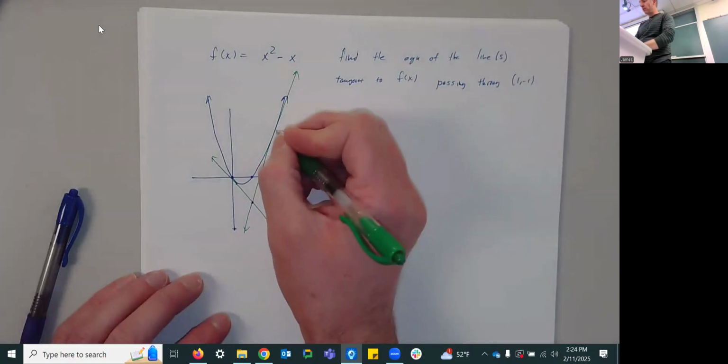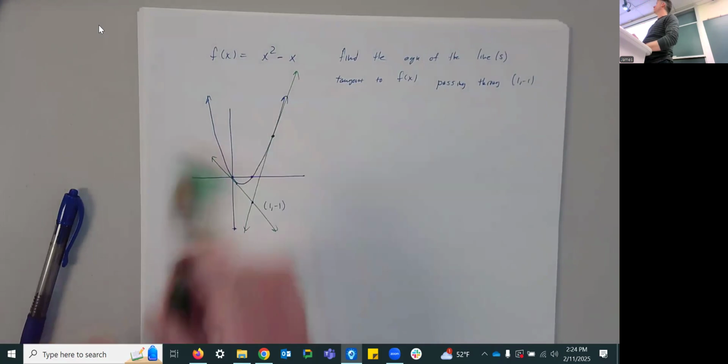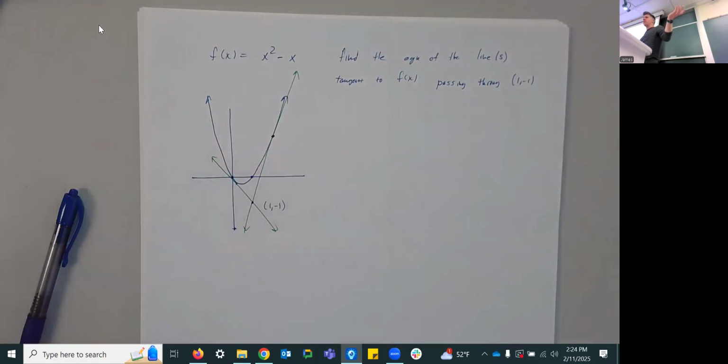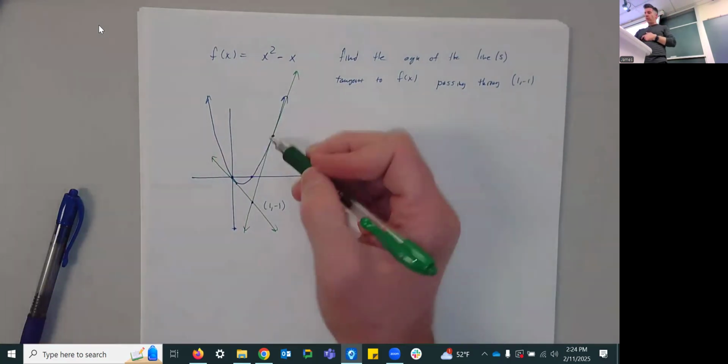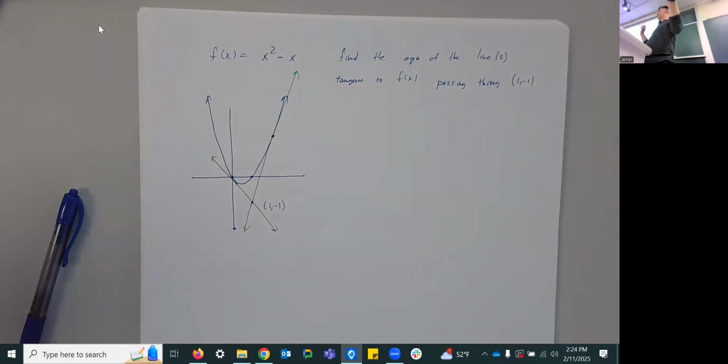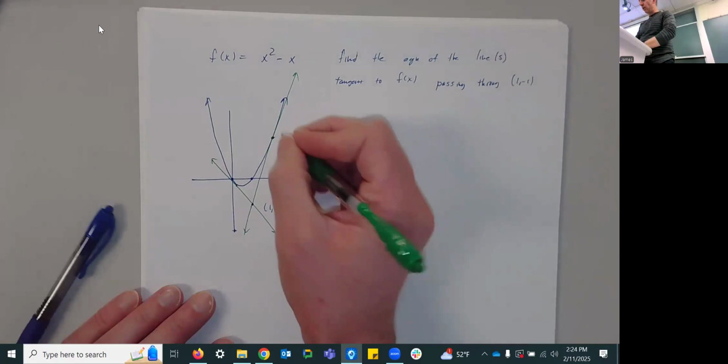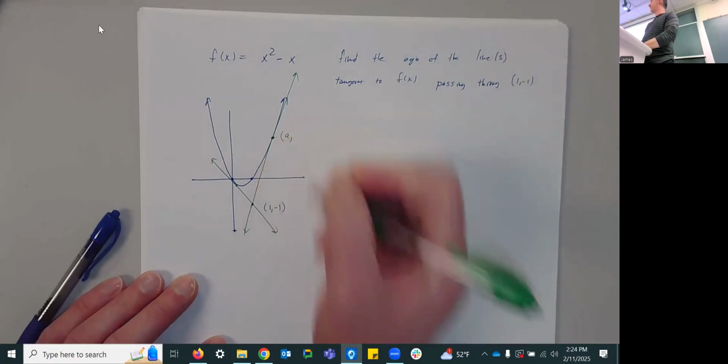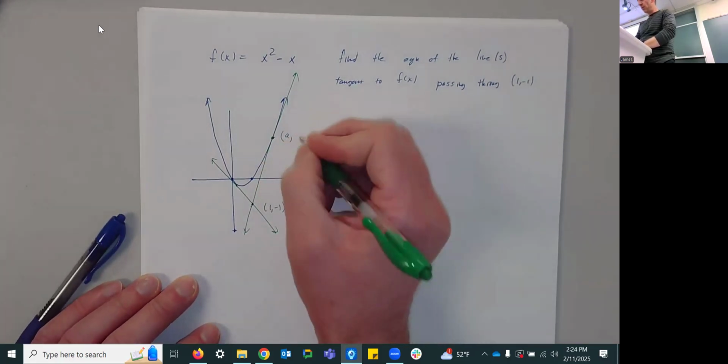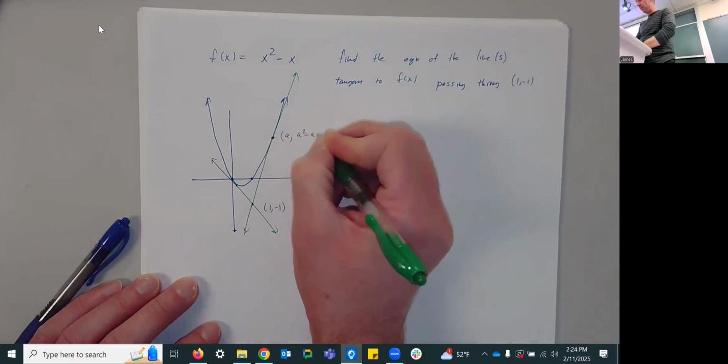So what I want to point out is we don't know what the point of tangency is. If we did, we'd be done, right? We'd have this point and that point, we could find the slope, and so on. So since I don't know what this point is, I'm going to give it a variable name. For whatever reason, when people do these problems, you usually don't use x. You usually use the letter a. I don't know why, but people do. So I'm going to call this point a comma f of a, or a comma a squared minus a.